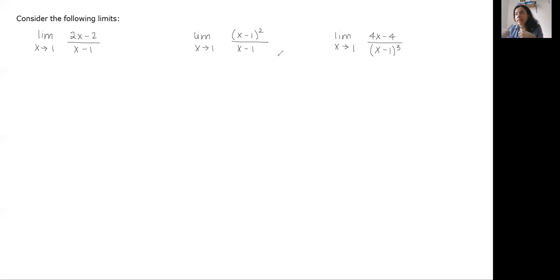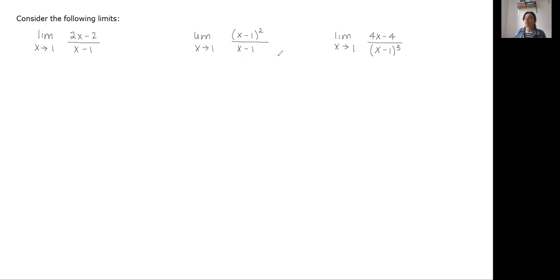Now, you'll agree with me that first, each one of these limits is evaluated at 1, and each one of these limits has a factor of x minus 1 in some way or another. Aside from these things, I want you to look at the limits and to tell me what else do these limits have in common? They can all be factored.